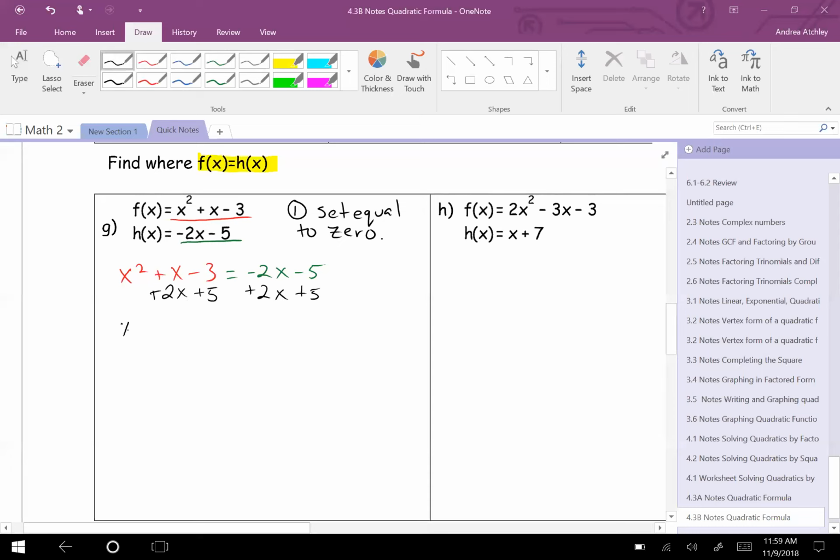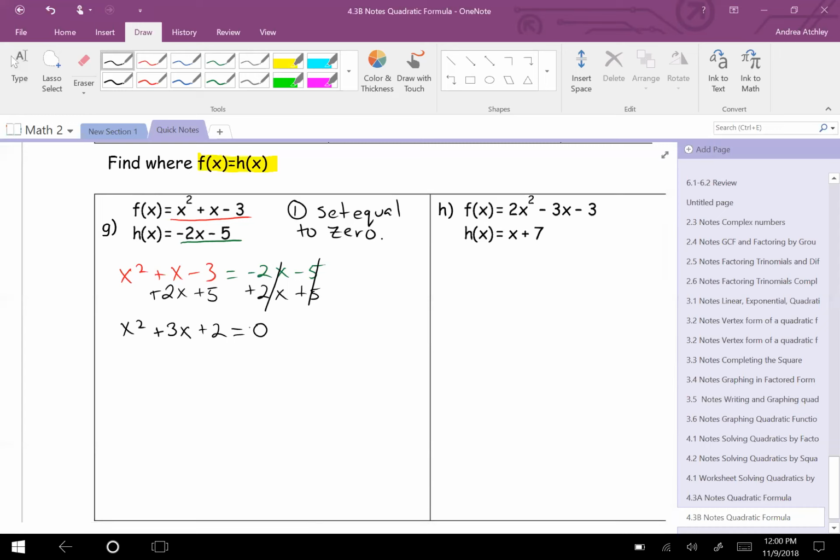So now I get x squared plus 1 and 2 is 3 x's. Negative 3 and 5, they're opposite signs, so I'm going to subtract and get 2. The negative 2 and positive 2 is 0, and negative 5 and positive 5 is also 0. So it's equal to 0 now. Any questions over that?